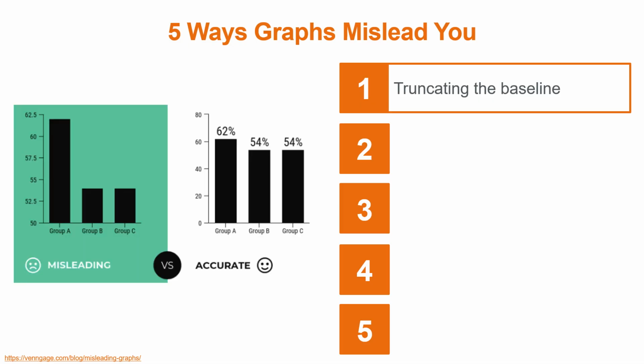For example, in this graph, the vertical axis starts at 50, which makes a small difference between group A and the other groups appear much larger. However, if we start the vertical axis at 0, we have a much more accurate depiction of the data, with the difference between the groups not appearing as dramatic.